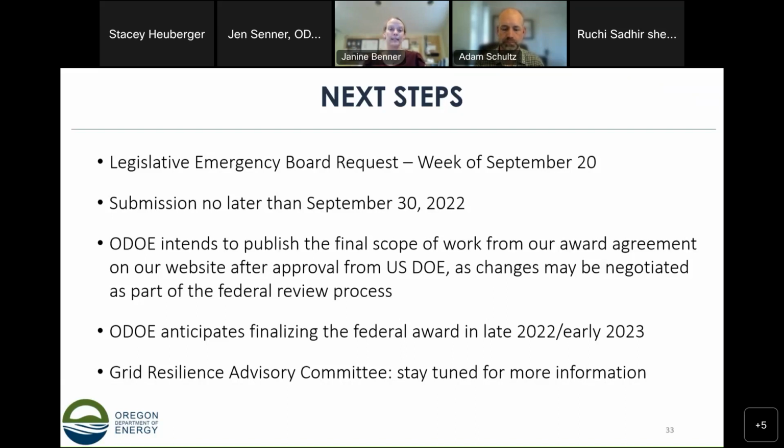We're going to review the ideas and feedback we receive on how best to support this committee, and we'll be looking at available funding and capacity to inform our approach.